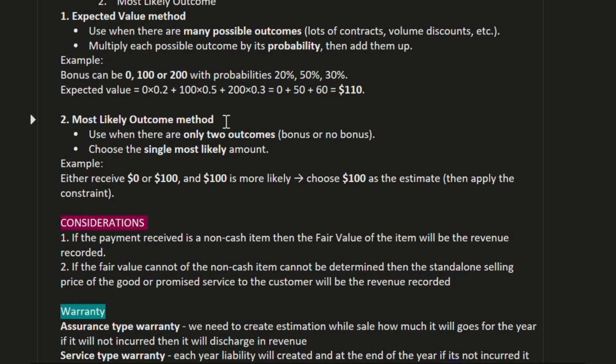So this is the expected value method. Now, the second one is the most likely outcome method. Use it when there are only two outcomes, bonus or no bonus. Choose the single most likely amount. For example, you either receive 0 or 100, and 100 is most likely. So choose 100 as the estimate, then apply the constraint. So here 100 will be our value. Then we need to apply the constraint.